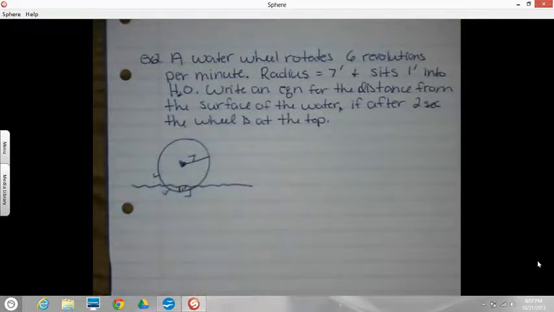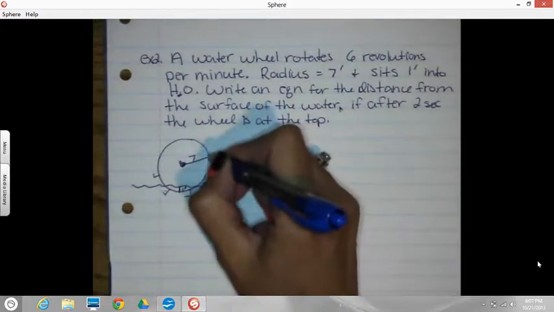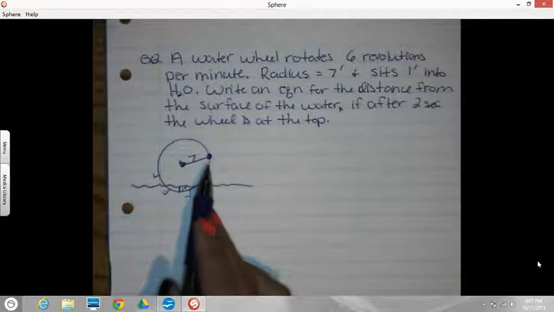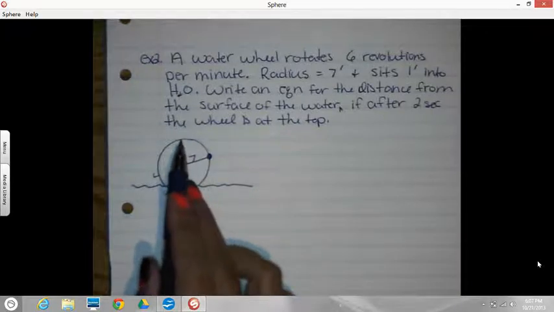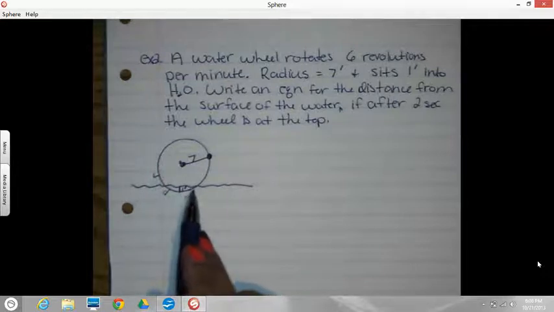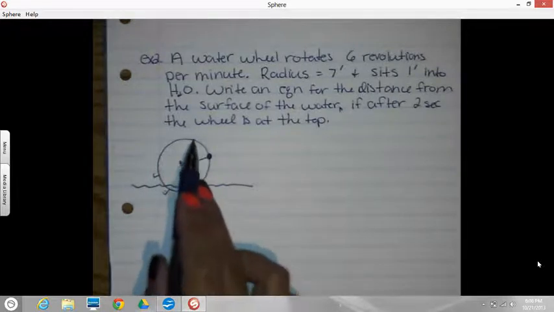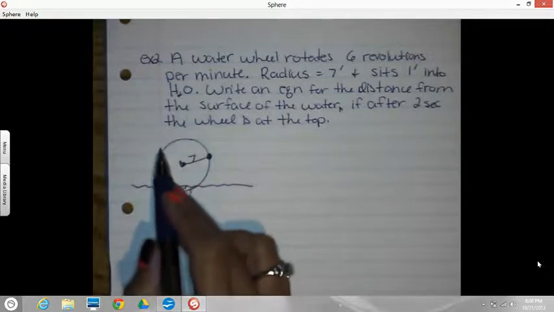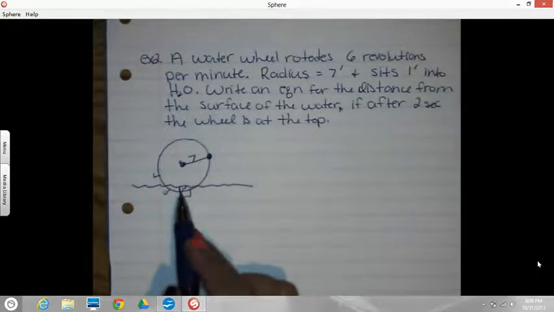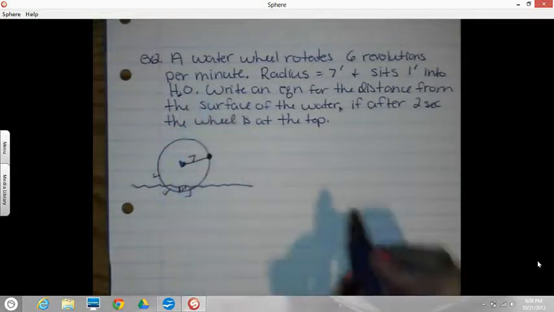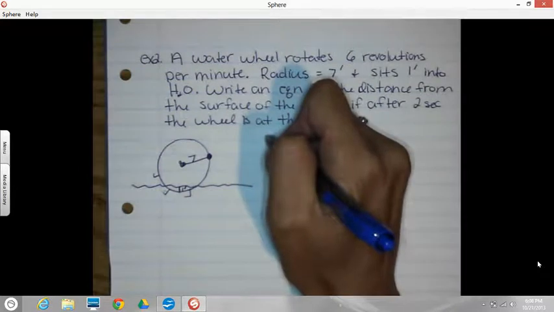And what we're doing is we're watching a single point on the wheel, and it says after 2 seconds of timing, that point is at the top. So then it gets closer to the water, below the water, gets farther away from the water, back at its max. So when the point's at the top, it's at its max. When it's farthest below the water, it's at its min, then it keeps doing that same thing again, making that nice cosine graph. So let's sketch the graph.